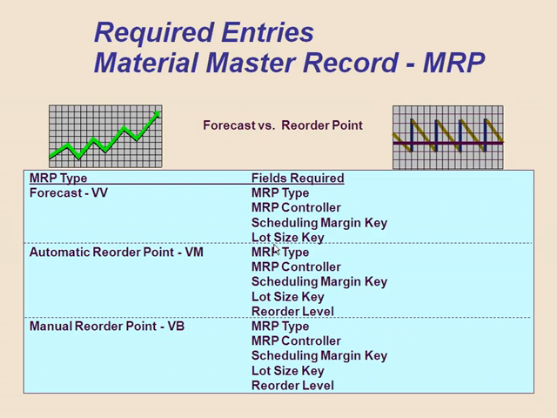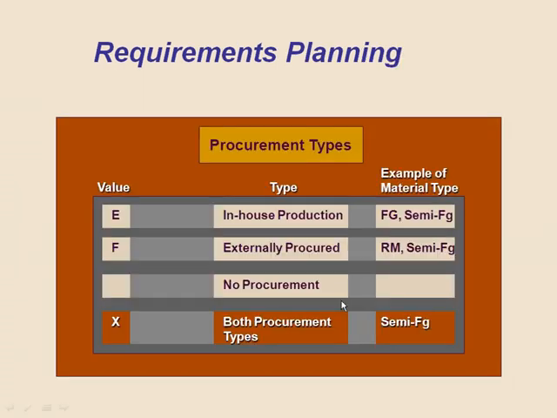In case of reorder point planning, what is the reorder level, the reorder point? Okay, this one gets added. Apart from these 4 plus reorder level, all these parameters are required. Then the next thing is there is something called procurement type indicator. This is the one which will actually control everything.